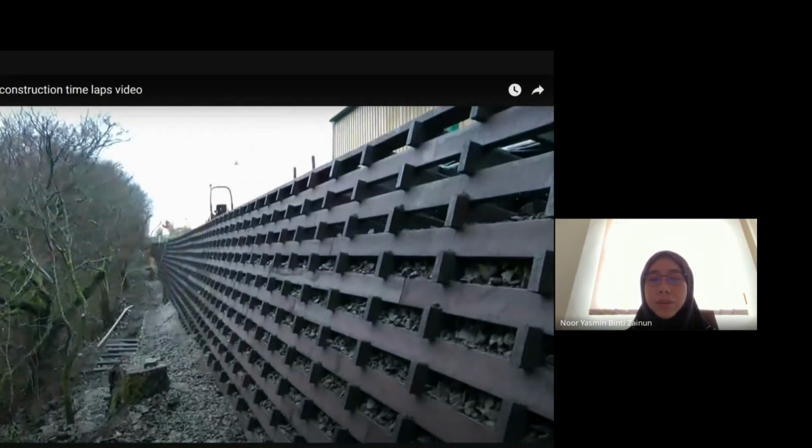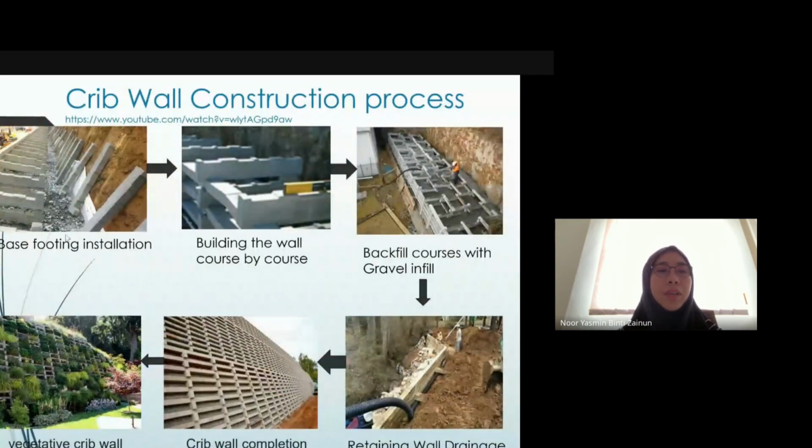Okay, let's look at the slide. First, they did the base footing installation, and then they built the wall course by course, and then backfilling. You saw the excavator just now, they pull inside the courses with gravel inside. So they do the backfilling, the retaining wall drainage, and then finish.